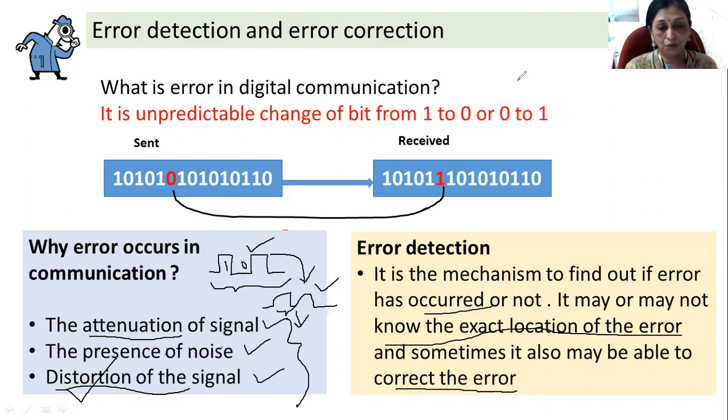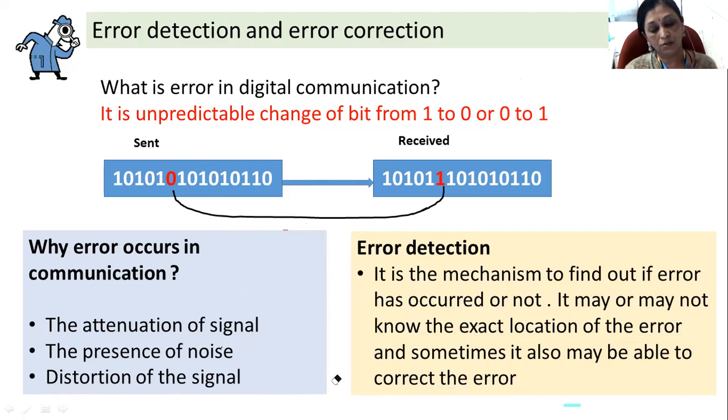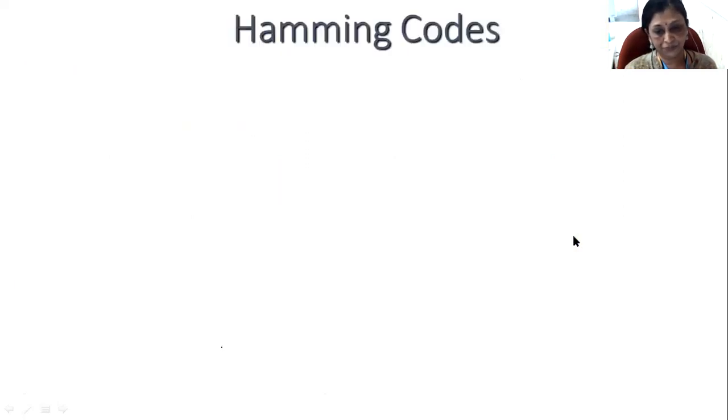So students, we are going to see such mechanisms of error detection and error correction. In our SPPU syllabus, there are two methods of error detection, and those two methods are the Hamming code method and the CRC method. Okay, so in this lecture, we are going to study what is known as Hamming code. Hamming code is used for error detection and error correction.